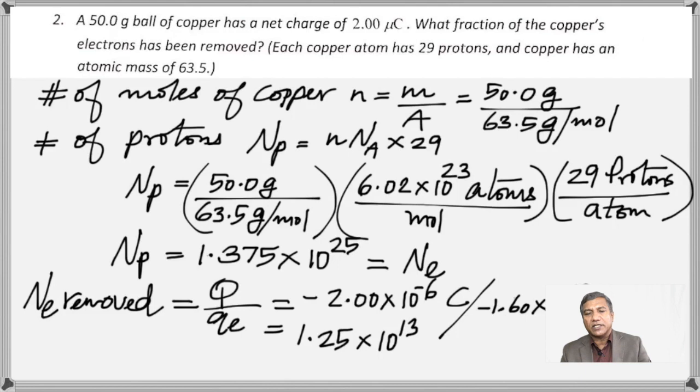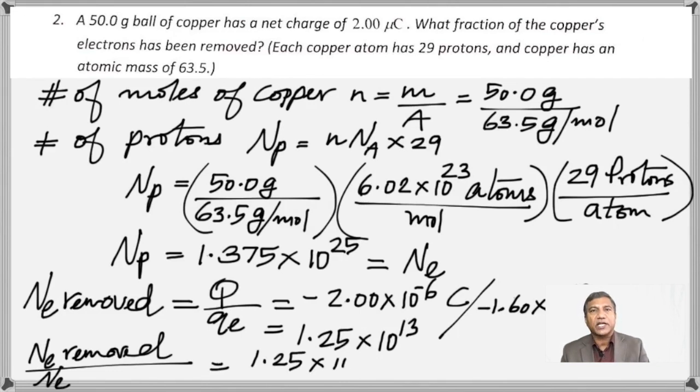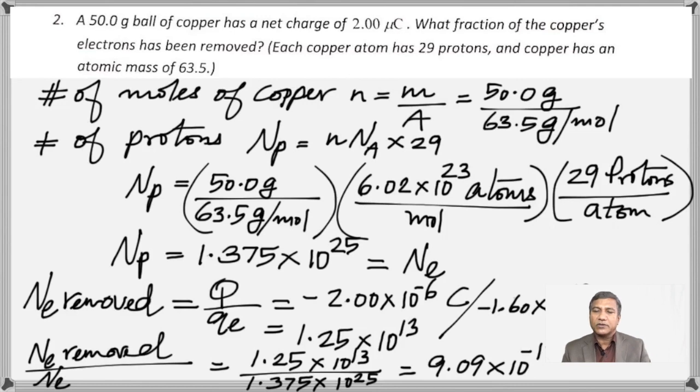And when we divide, the number of electrons removed by the total number of electrons, we now get the fraction. And that happens to be 9.09 times 10 to the negative 13.